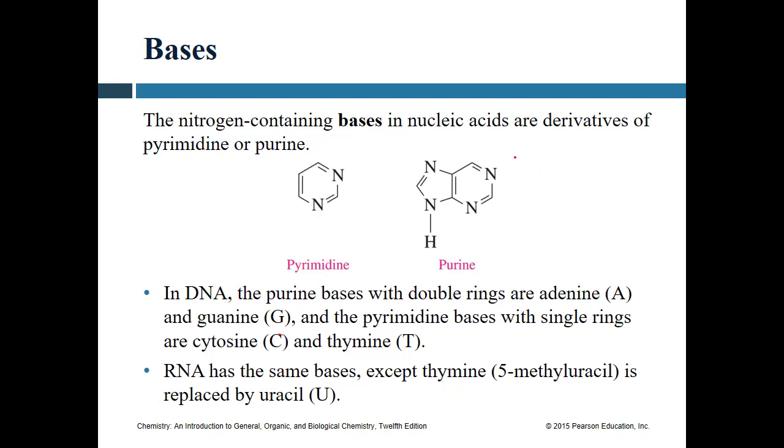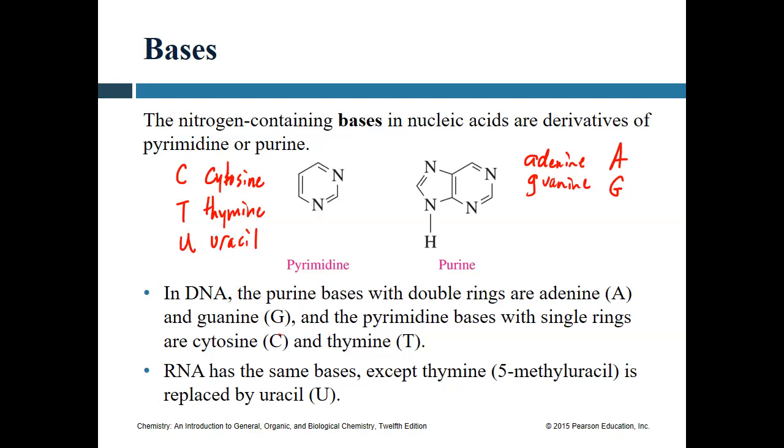So the ones that are purine are your adenine and your guanine, so your A and your G. Your pyrimidine would be the cytosine and your thymine, so your C and your T. And since uracil replaces thymine, it is going to be similar in structure to that pyrimidine.